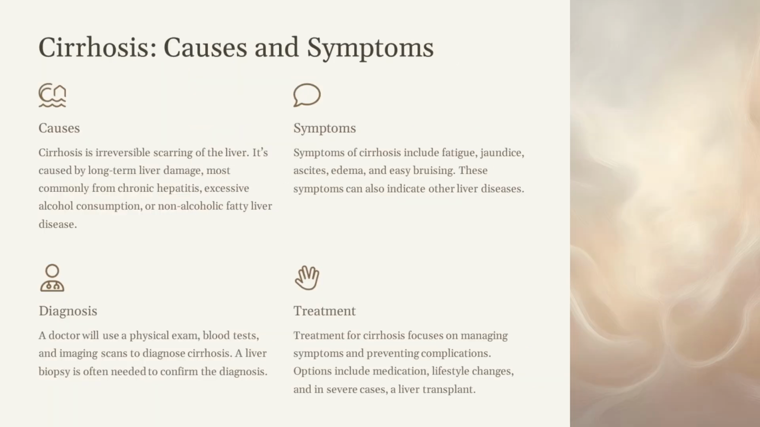Cirrhosis is a serious liver disease caused by long-term damage, often from chronic hepatitis, heavy alcohol use, or fatty liver disease. The main symptoms include fatigue, yellowing of the skin and eyes, jaundice, buildup of fluid in the abdomen, ascites, swelling in the legs, edema, and easy bruising.